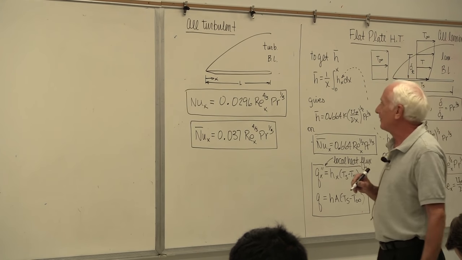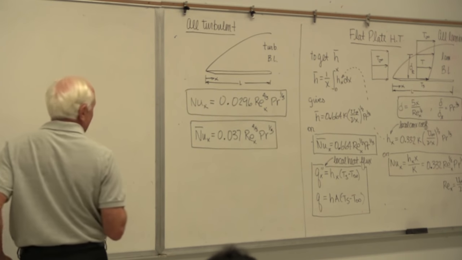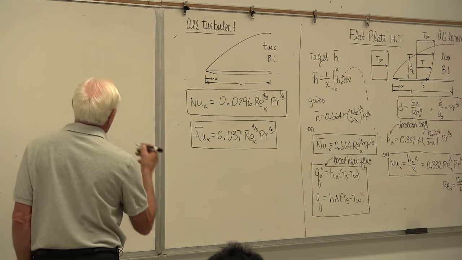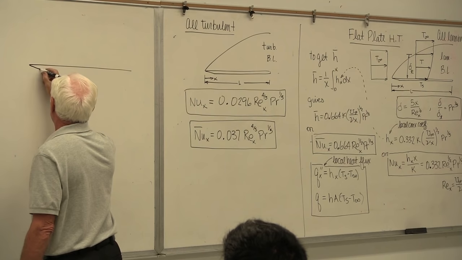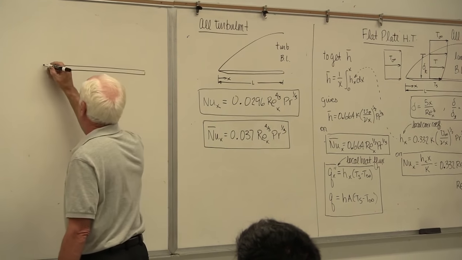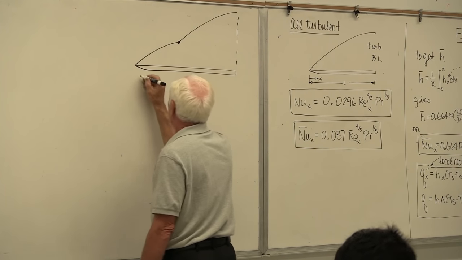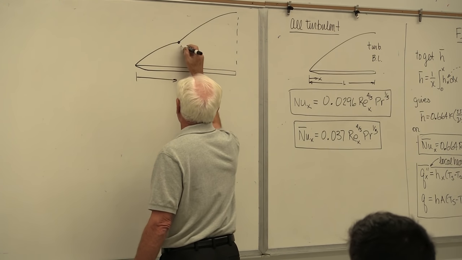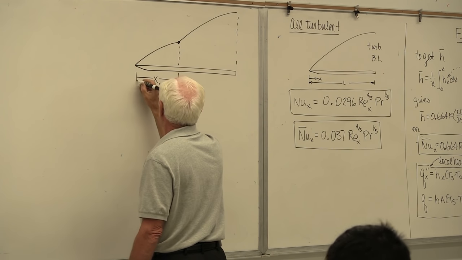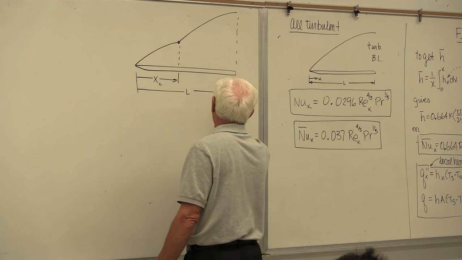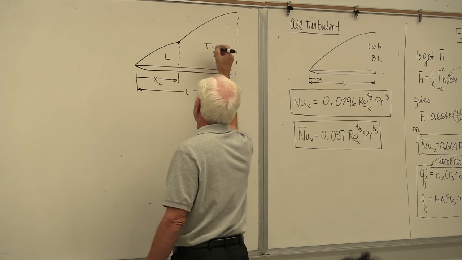All right, all turbulent. Now, we get to the more realistic case that occurs quite often. This case is where the flow starts out laminar, but at some point in the flow field, it transits to turbulent. We call that location where it transits to turbulent the critical X value. Laminar, turbulent.